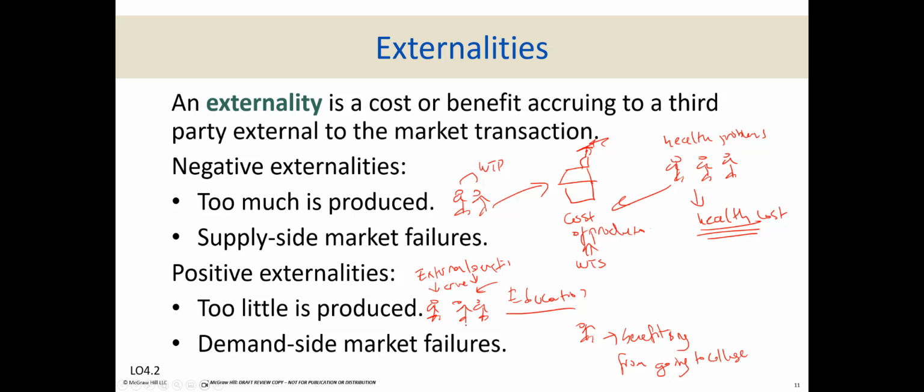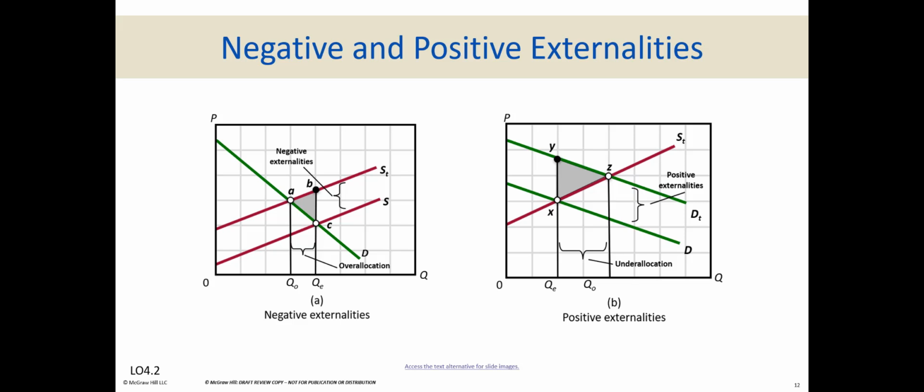Okay, so this leads to a safe environment. As you see, there is an external benefit to a third party. Okay, in case of education, we have positive spillovers. And when we have positive externality, we do not actually see the total benefit to society. Therefore, the demand curve only reflects the student's benefit, but there are additional benefits to society, which are not actually reflected on the demand curve. Therefore, it's a demand side market failure, and too little is produced in case of positive externality. So let's see positive and negative externalities on a graph.